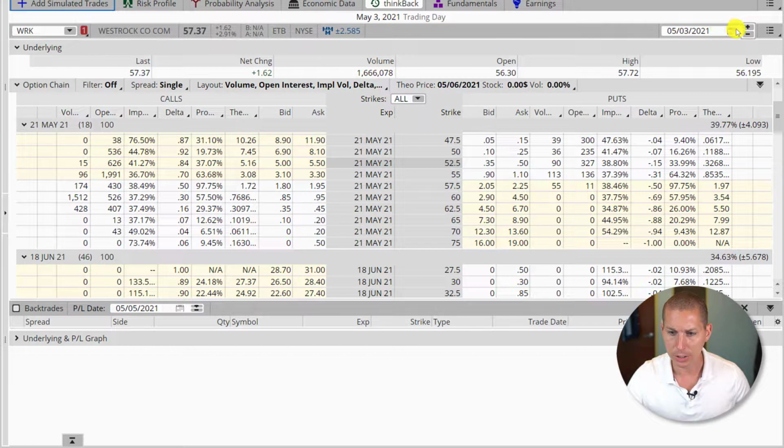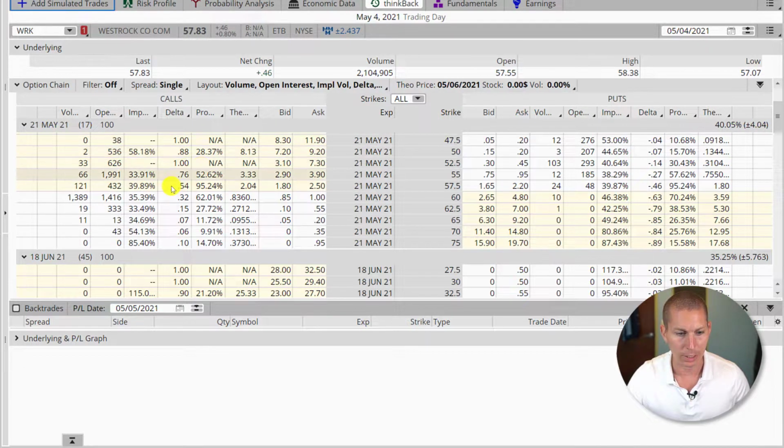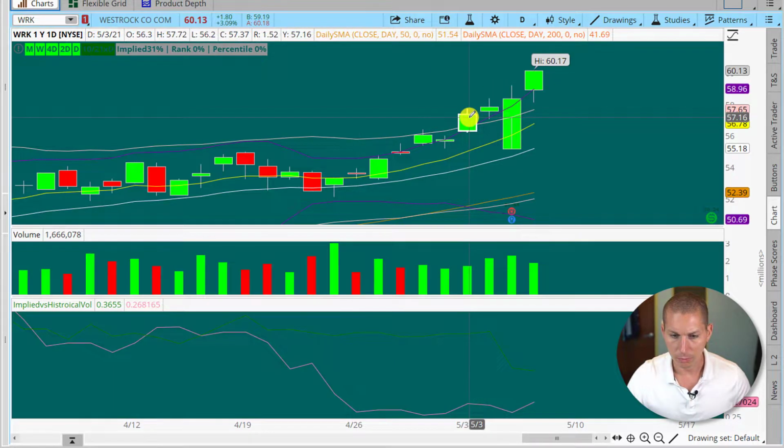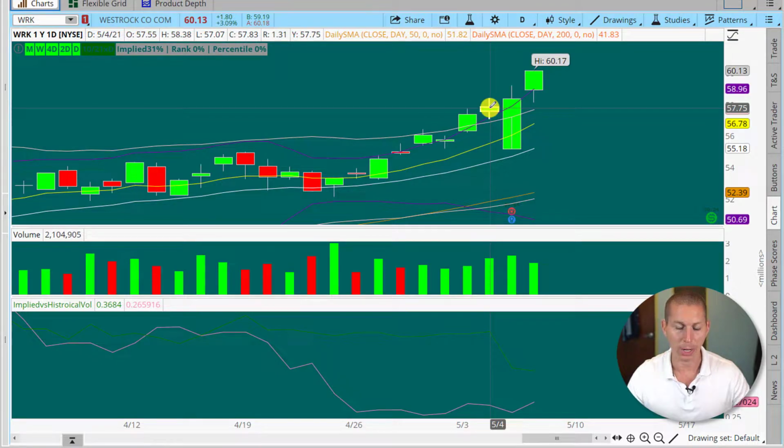Now, some of them did actually exit the following day. We did get a push higher here on the chart, and then we pulled back down. This is when the market had sold off quickly. So this could have been an anticipation bet going into this event, and it completely went against them. It sold off with the marketplace.